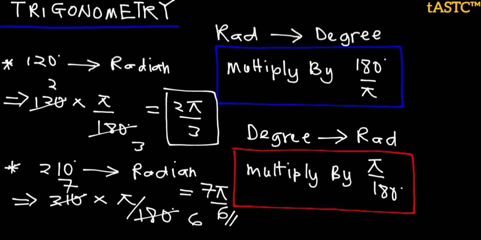So now you can see that you know how to change angles to their radian form, and also to change radian angles to their degree form.